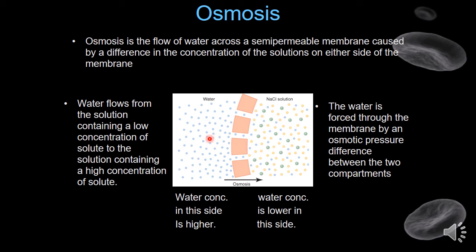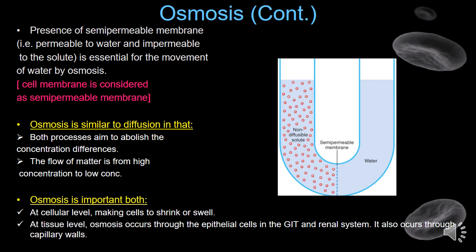If you take the situation from the water concentration point of view, here the water concentration is more than here. So water is moved from high water concentration area to low water concentration area. These are a few points about osmosis of water.